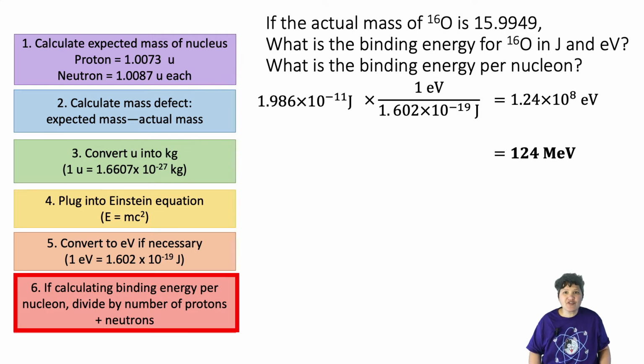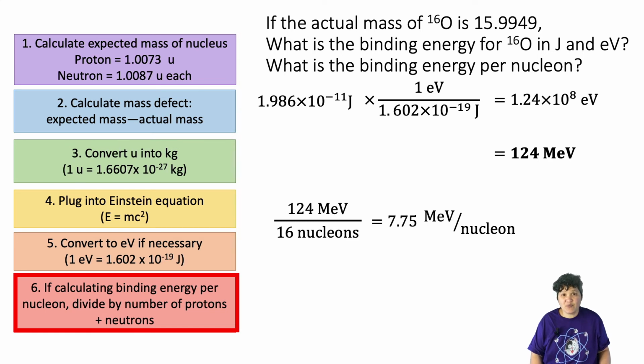Finally, the problem also asks us to calculate the binding energy per nucleon. So let's take our binding energy. You could either use the value in joules or in mega electron volts, but I'm using the latter. And then you're going to divide that by the number of nucleons, which in this case is 16. That gives us a value of 7.75 mega electron volts per nucleon.